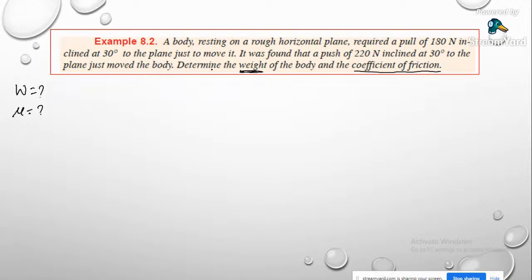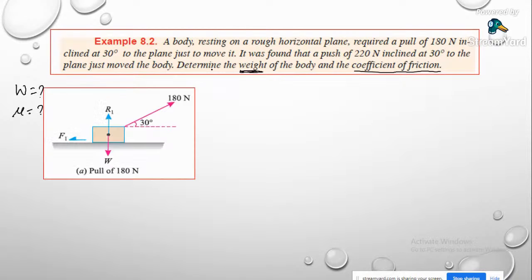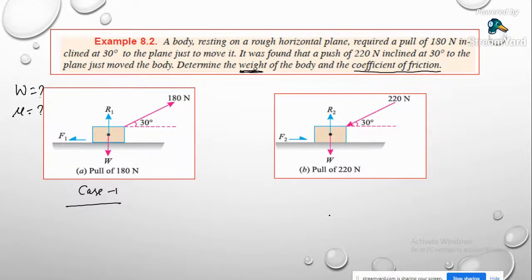So here the free body diagram, if you draw, this is the case of 180 Newton pull. Here this is FR1, this is the normal reaction, this is the weight, and this is case 1. Another case, it is saying there is a push of 220 Newton. This is the other figure, case 2 FBD.